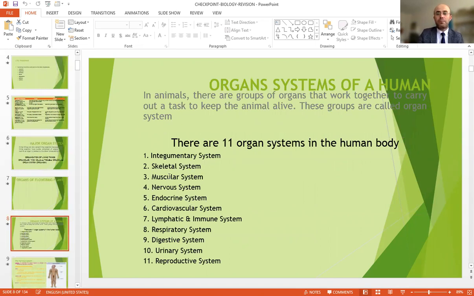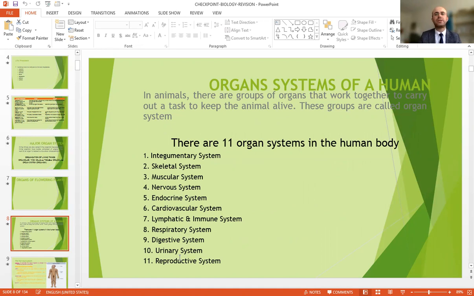The skeletal system, muscular system, nervous system, endocrine system, cardiovascular system, lymphatic, respiratory, digestive, urinary, reproductive. We can also call the urinary system the excretory system. And you need to know the functions of these organ systems and also the organs in the organ systems.